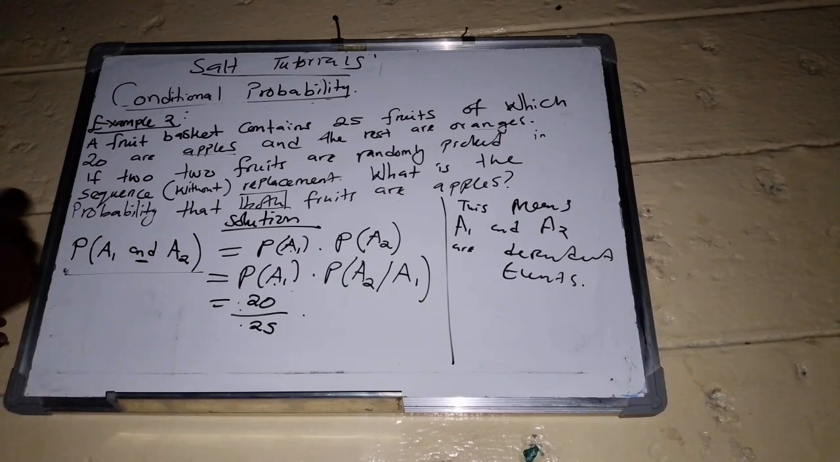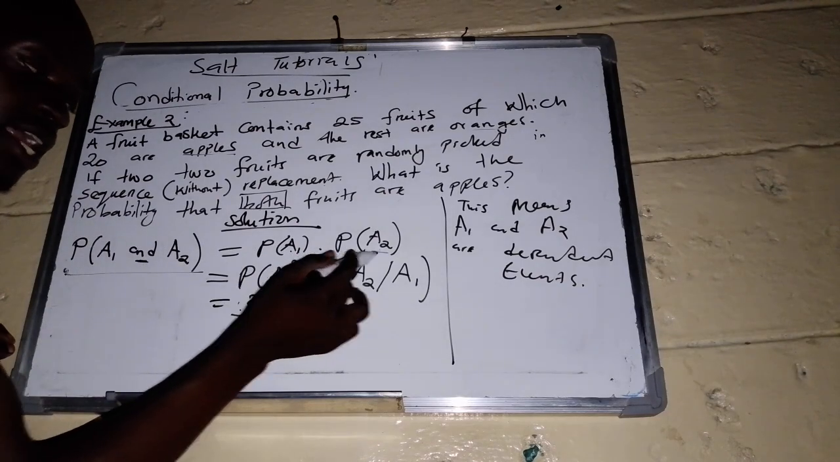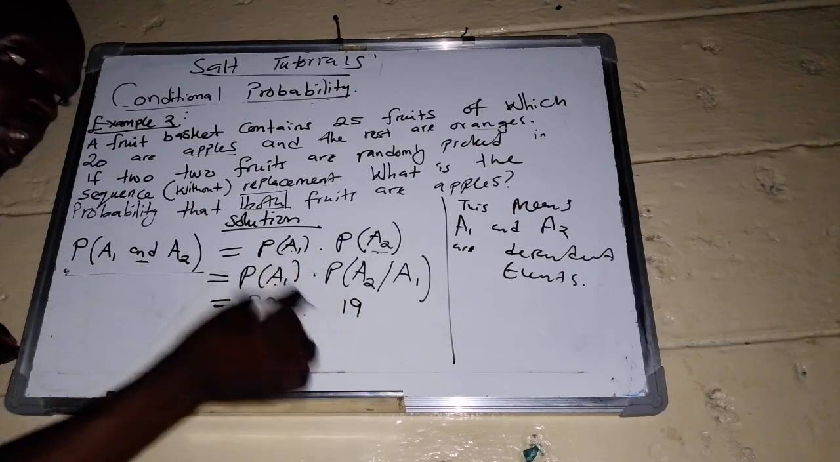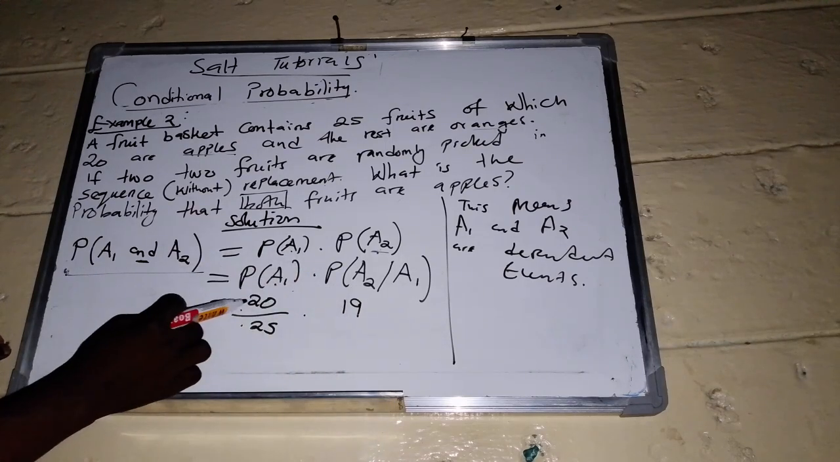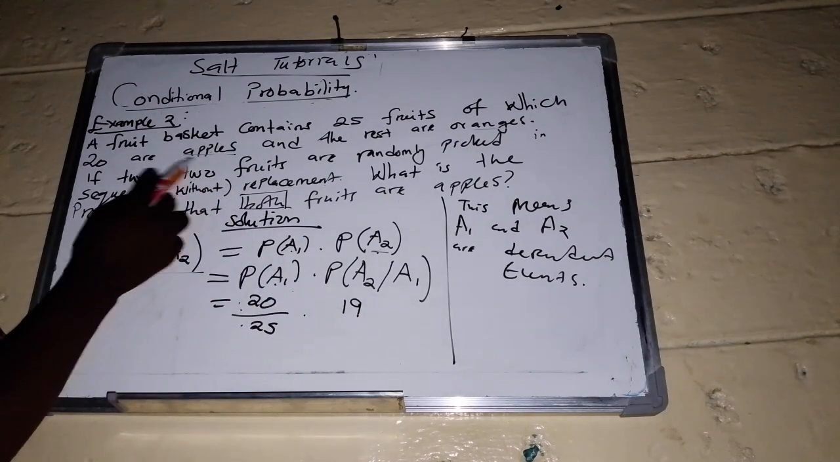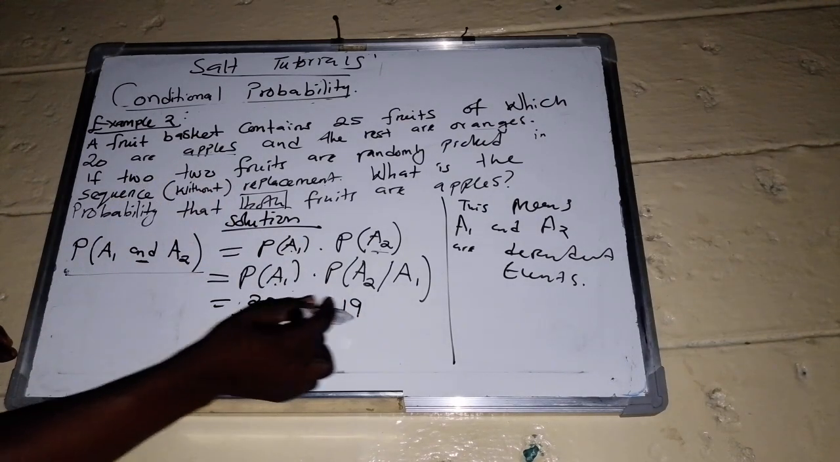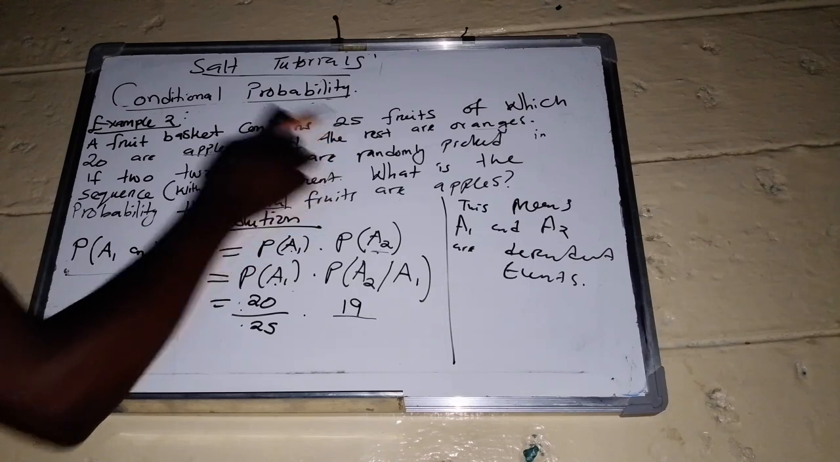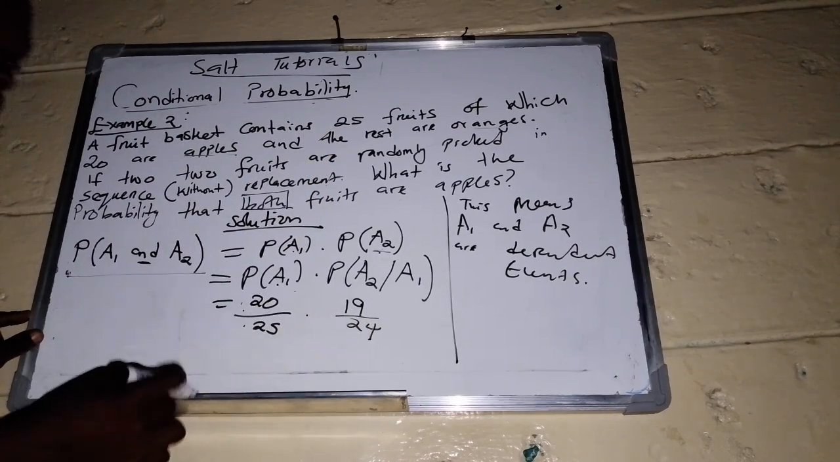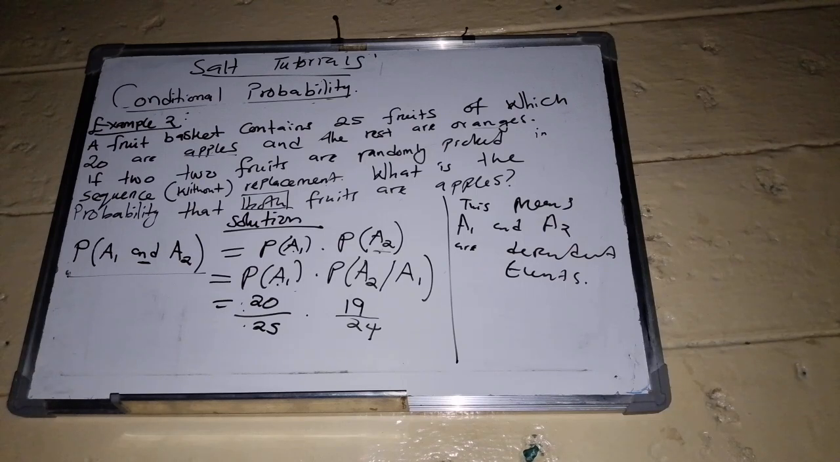So it means that the probability of me picking an A2 will now be equivalent to 19. Why 19? Because in the first place I picked an apple, so the number of total apples has decreased by 1. Same as the total number of fruits. It was also decreased by what? 1. So hence the probability in this case is 20 over 25 multiplied by 19 over 24.